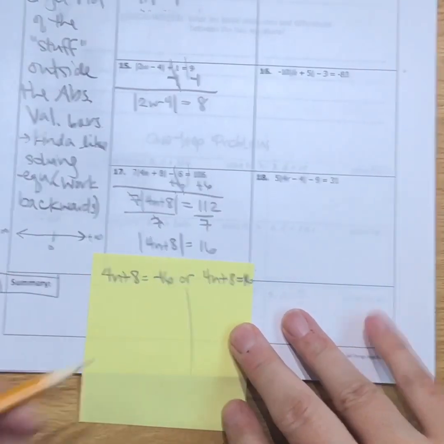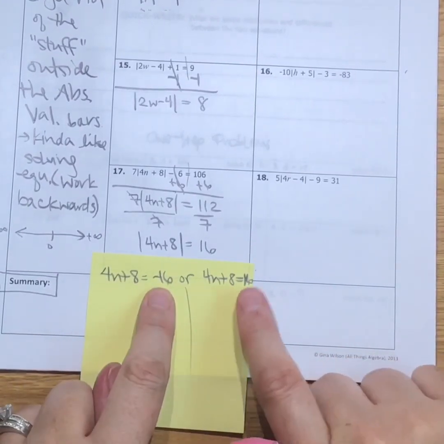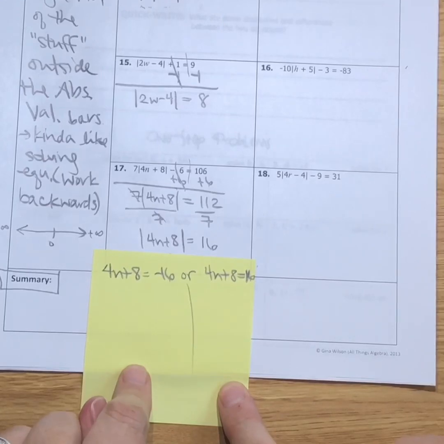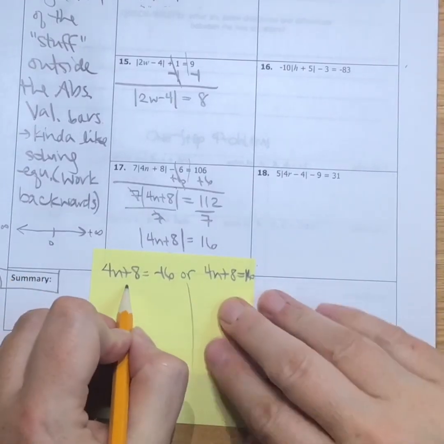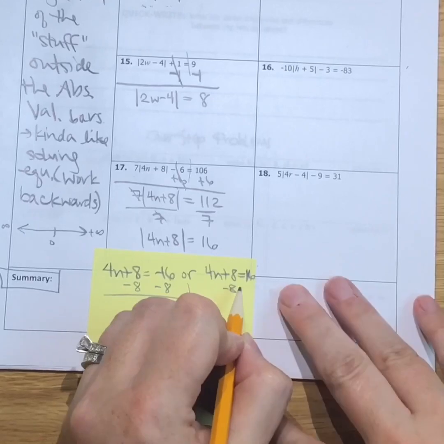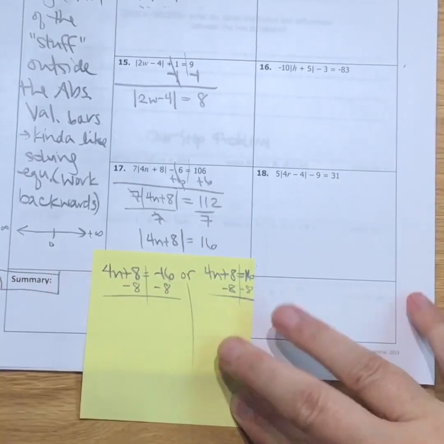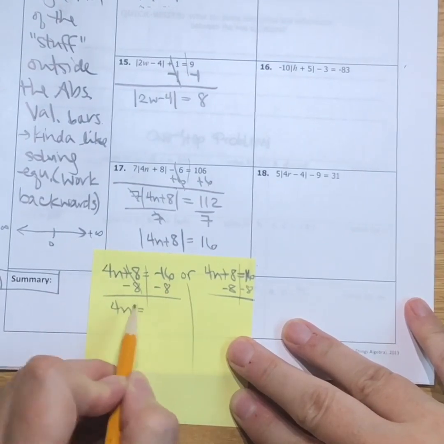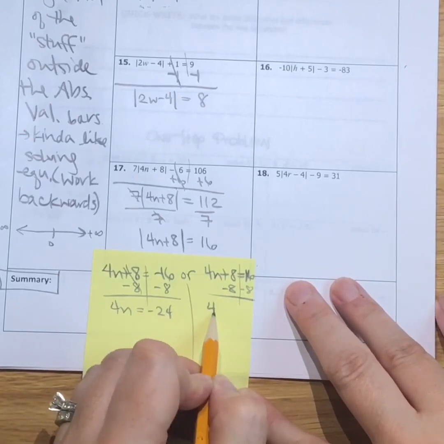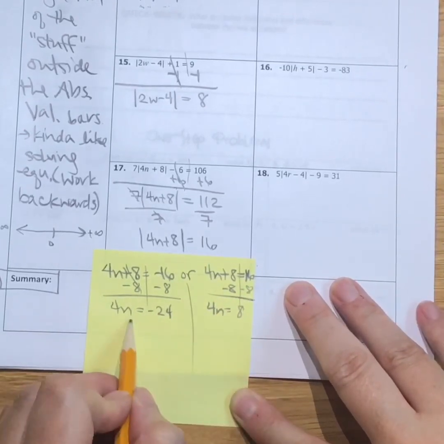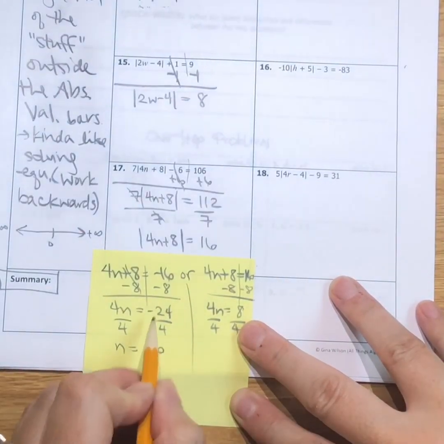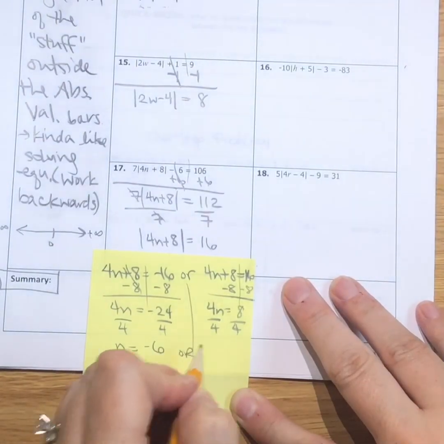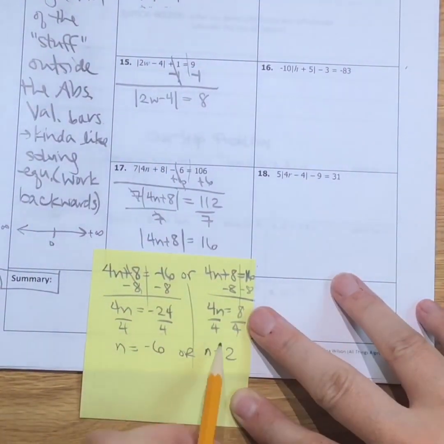So now we just solve, and even though the stuff inside just equals the positive or negative, the two answers you're going to get are going to be completely different. It's almost like equation inception, where you have an equation within an equation. So when we solve, we subtract 8 on both sides, on both equations, and you can draw a line to show the left and right-hand side. So we get 4n equals negative 24, or 4n equals positive 8. We divide by 4 on both sides, and we get n equals negative 6, because a negative divided by a positive is negative, or over here, n equals positive 2, since 8 divided by 4 is positive 2.